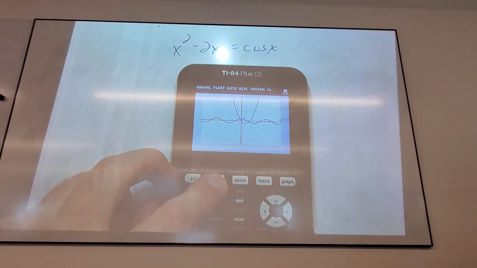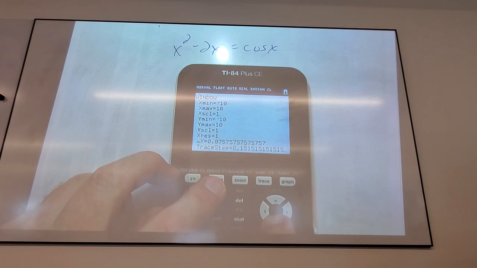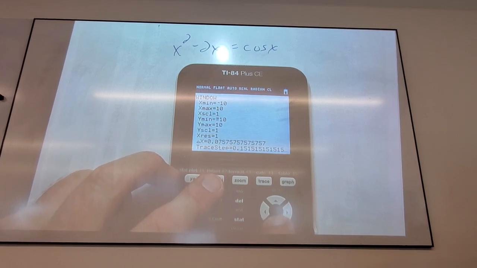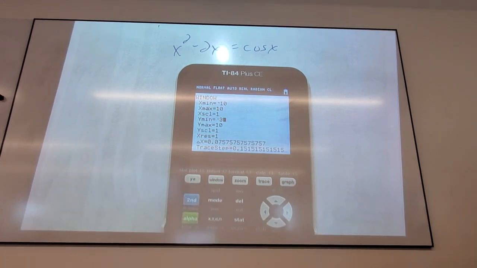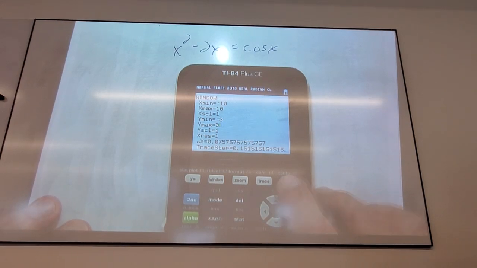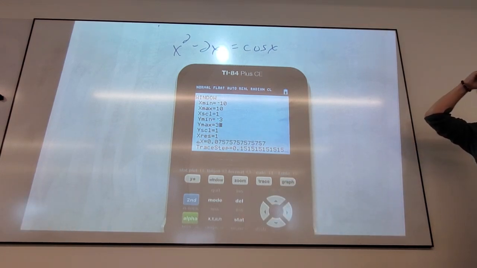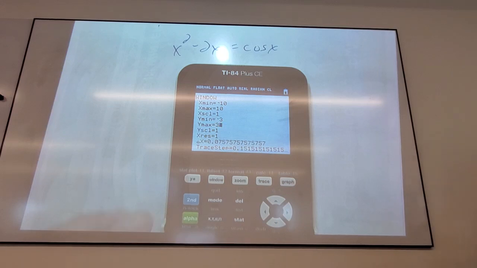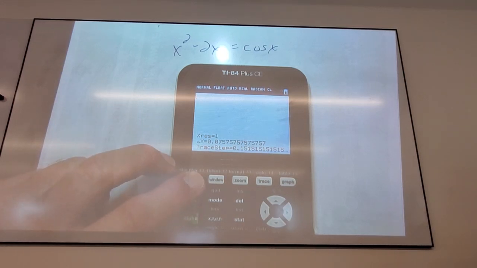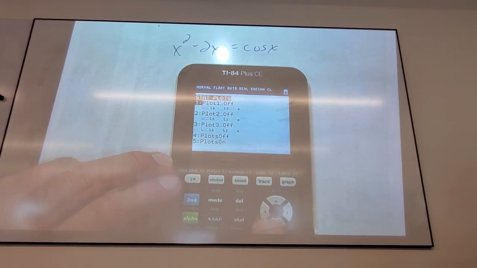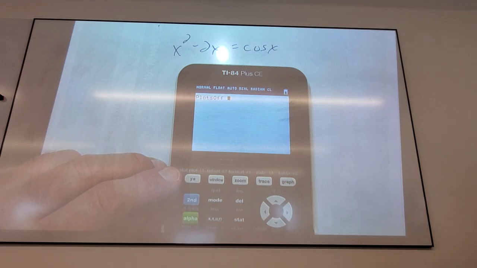Let me do one little thing. Everybody do this with me. Do window, y min -3, y max 3. Make sure you hit the negative, not the minus key. That actually rhymed. What's that, invalid dimensions? Oh, hit second y equals, number 4. Enter.